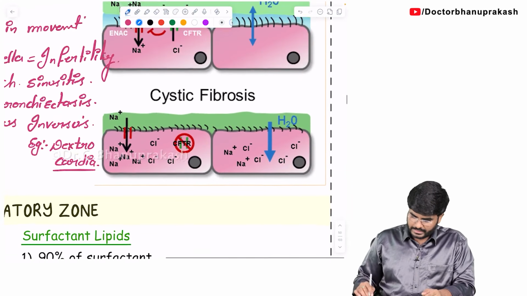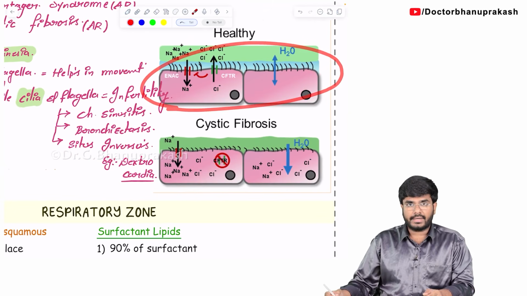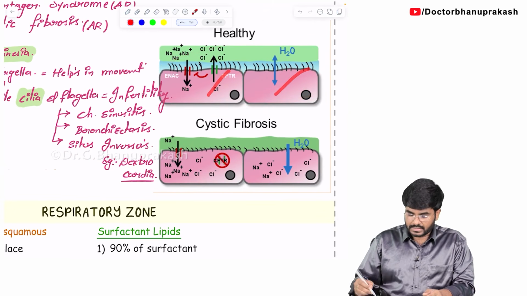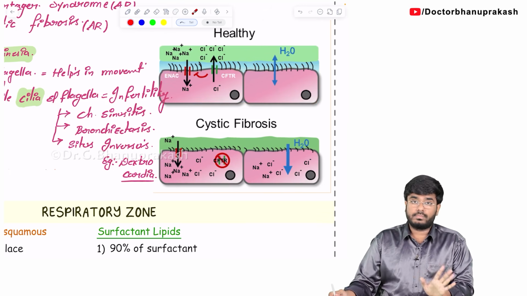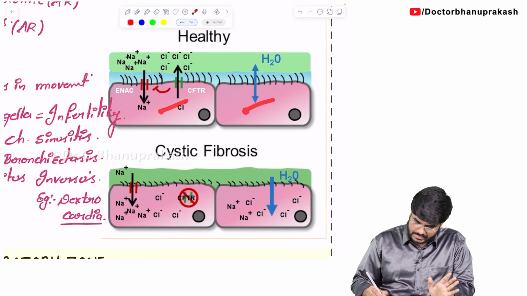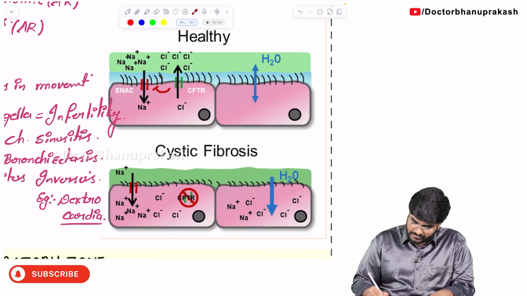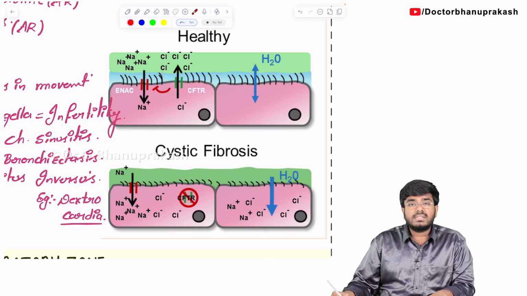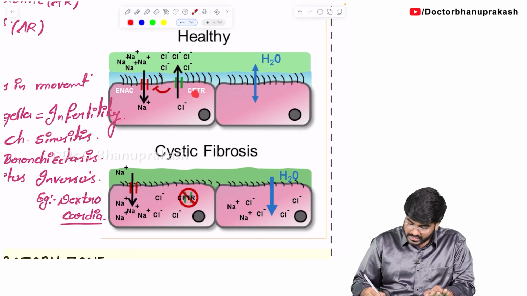Let me tell you. See, here, in the first diagram, I am showing you the healthy respiratory tract, where these are the epithelial cells lying in the conducting zone. Now, look, in these cells, the CFTR gene is functioning. When the CFTR gene is functioning, it codes for a channel called the chloride channel.